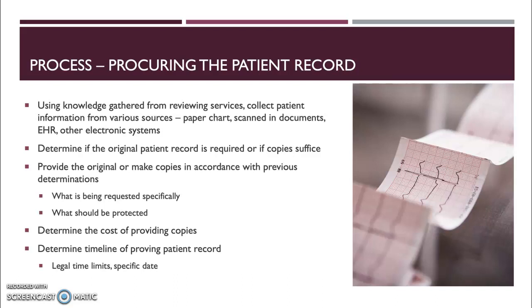From the request or authorization, we'll need to determine if the original copies are needed or if copies will suffice. Next, we'll produce the requested information in accordance with the guidelines we determined earlier. It's important to provide only what is specifically being requested, withholding protected information or any information that's not pertinent to what is being requested. We'll need to determine if there is a fee for providing copies of the chart. And lastly, we'll need to ensure that the procurement of the requested information is provided within any necessary or appropriate timelines.